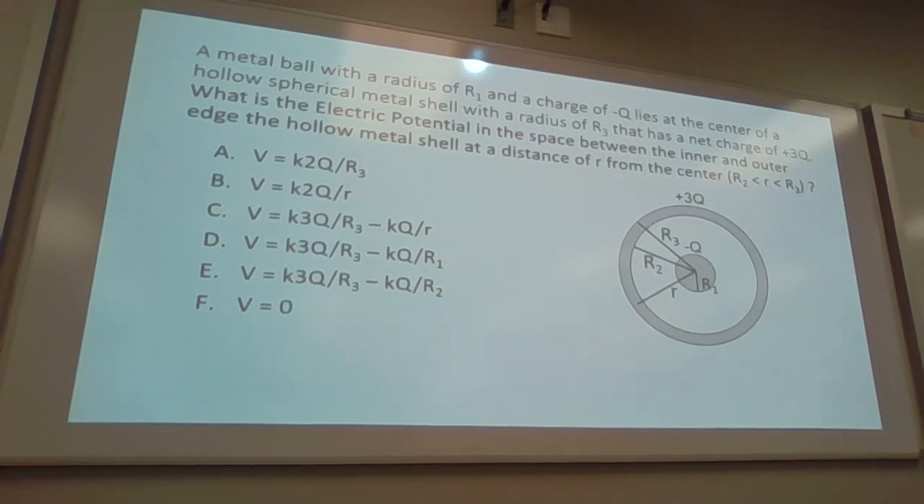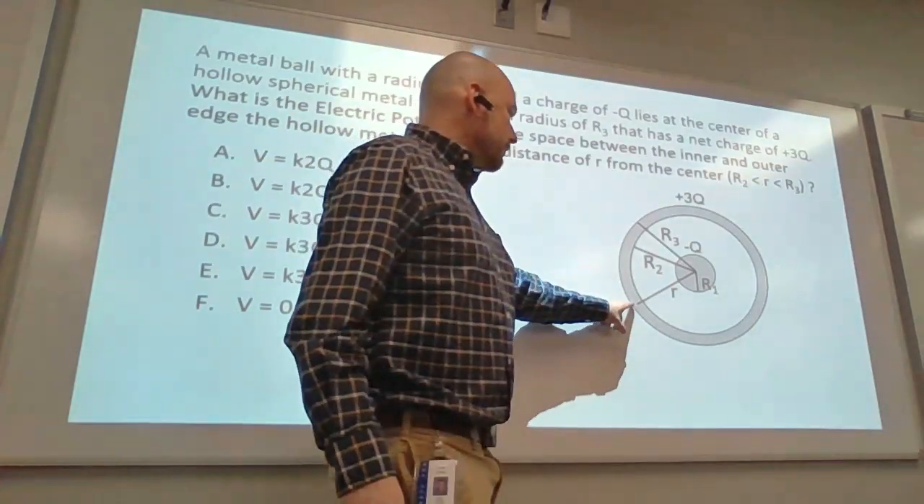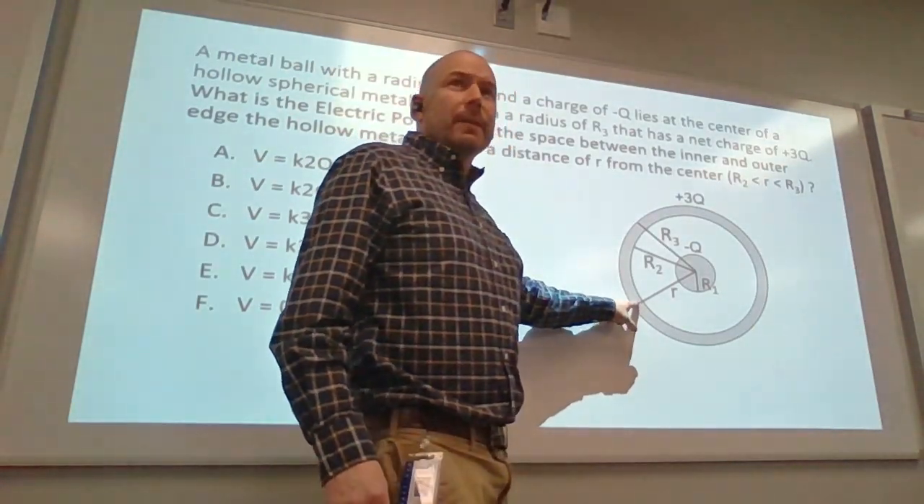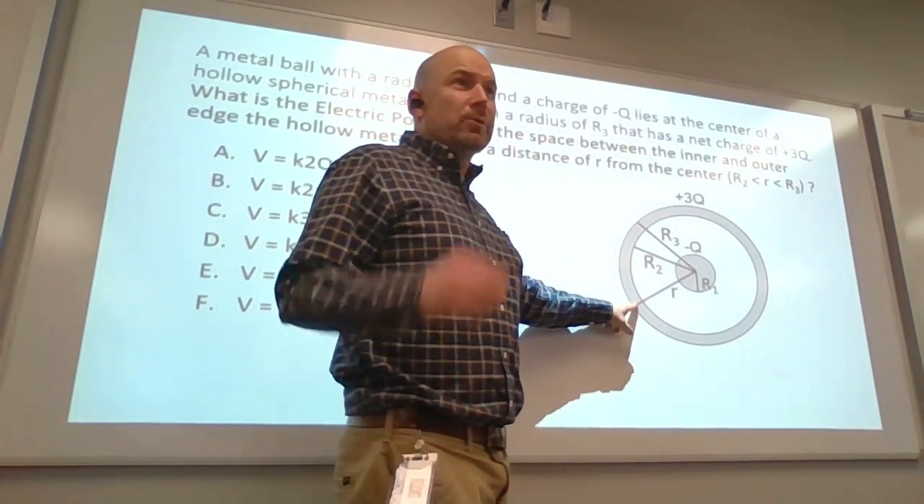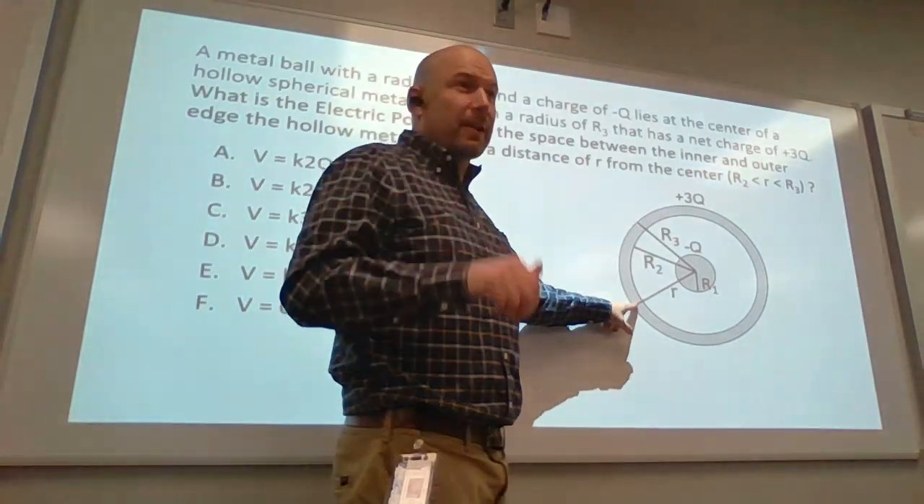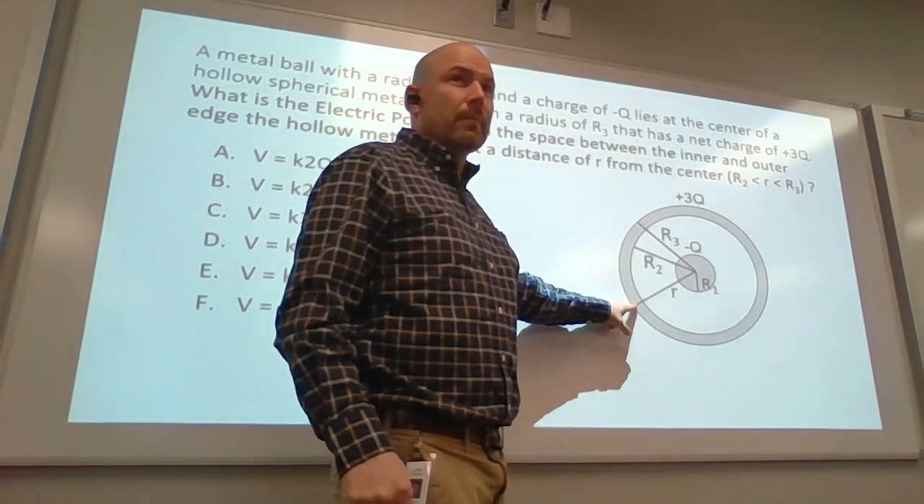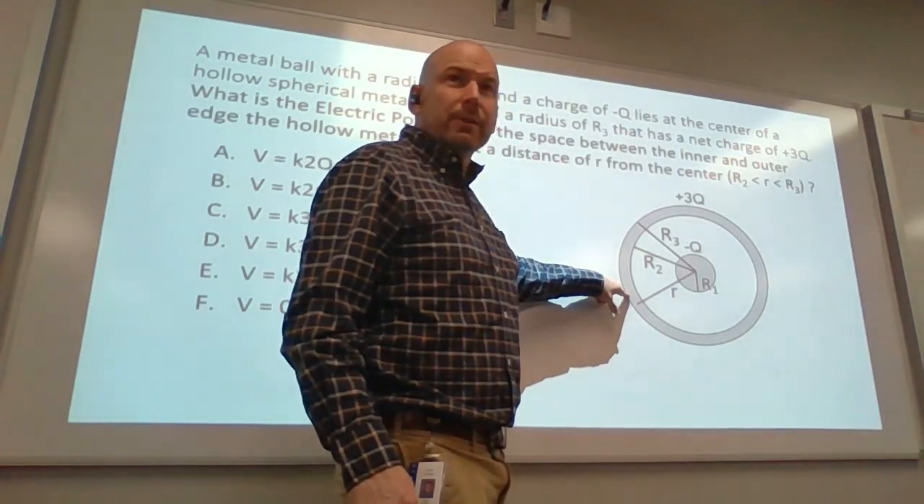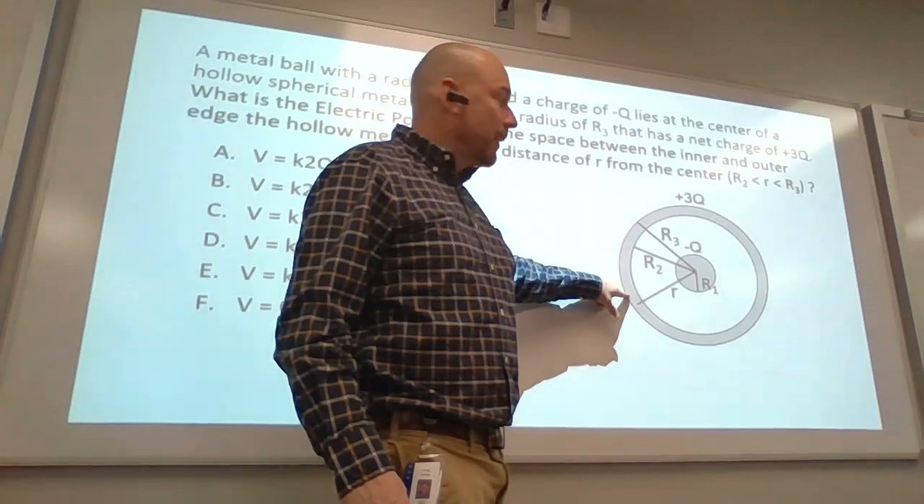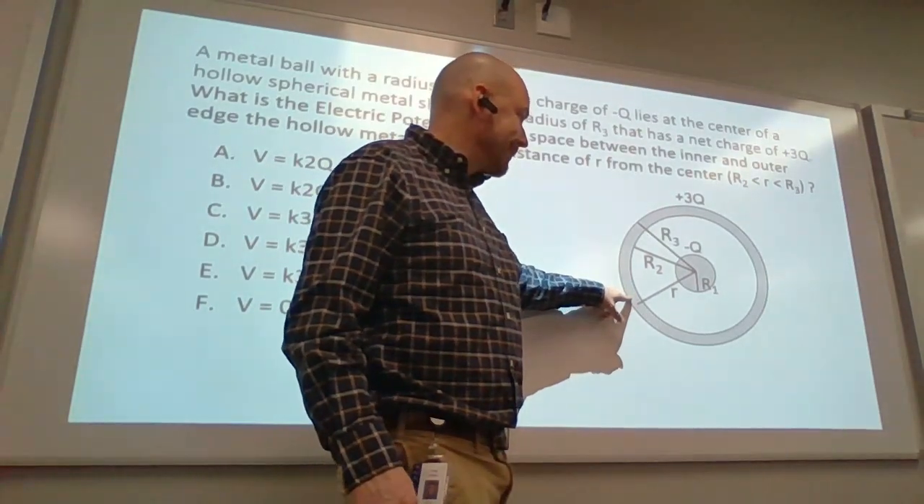Okay. What do you say? Correct answer is A. Good job. I heard a lot of good stuff. The electric field in the conductor is equal to 0. Therefore, there is no change in the electric potential. The electric potential, this is the outer radius, R3, and therefore it doesn't change.